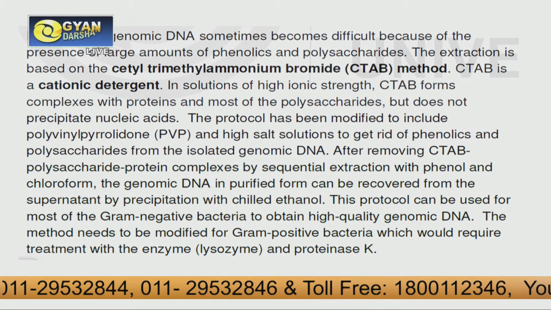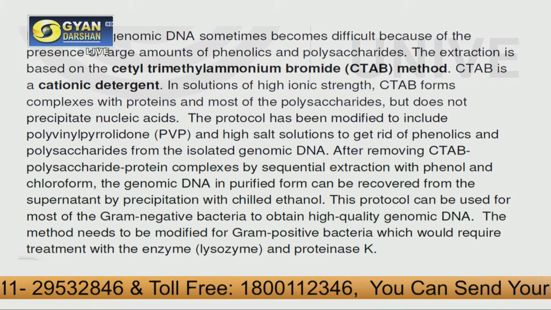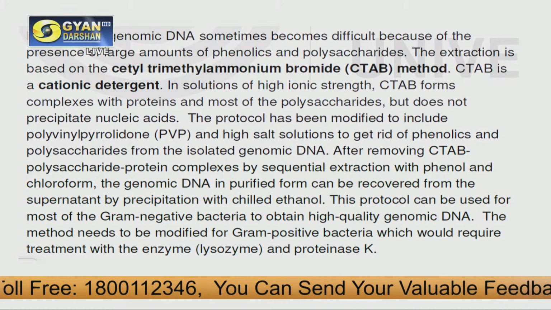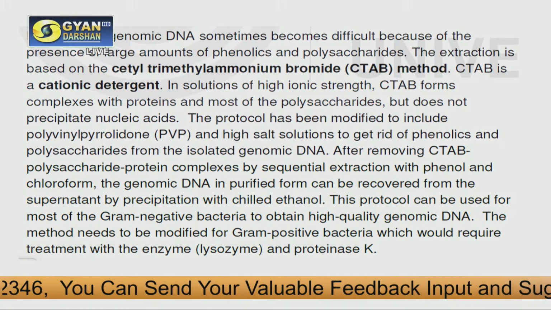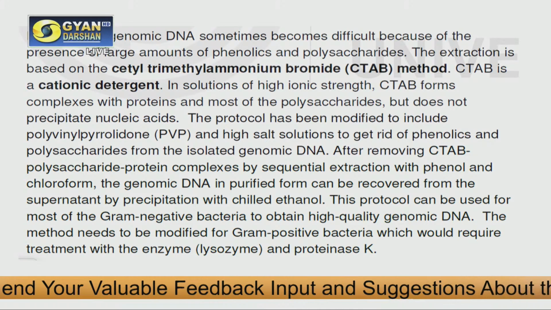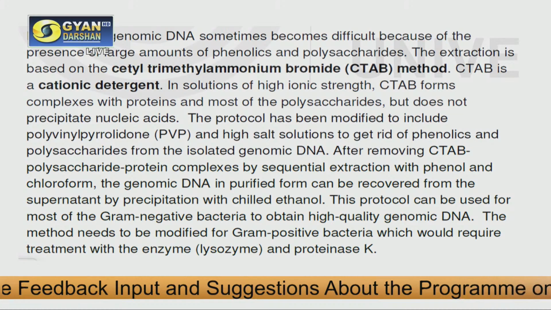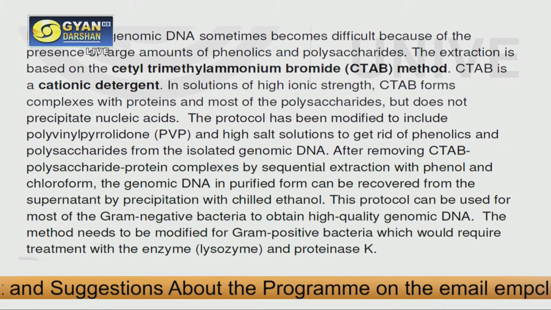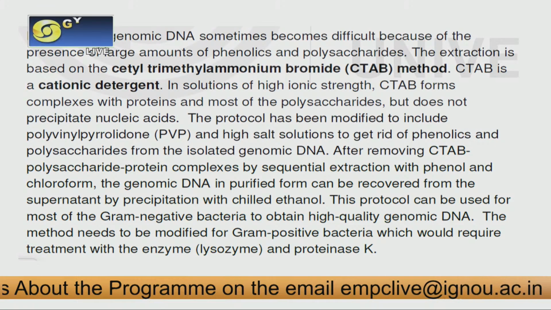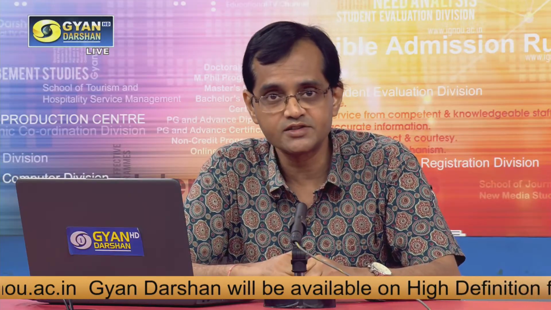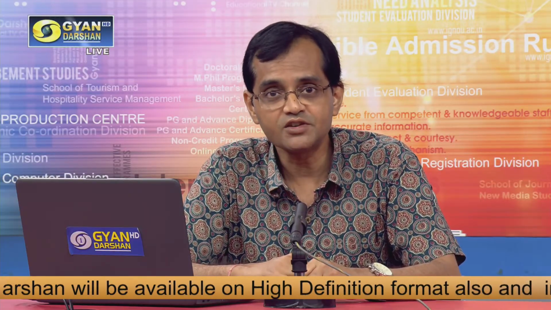Sometimes we add another agent called polyvinyl pyrrolidone, that is PVP, and high salt solution to get rid of phenolics and polysaccharides from the isolated genomic DNA, particularly when you are isolating genomic DNA from plant tissue. In plants you have a lot of polysaccharide, you have the accumulated starch. Then you also have the different secondary metabolites like phenolics, which interfere with the quality of the genomic DNA. So these need to be removed, and for all these purposes you use PVP, that is polyvinyl pyrrolidone.